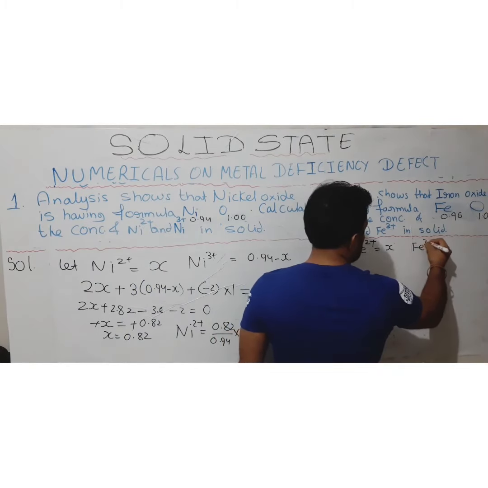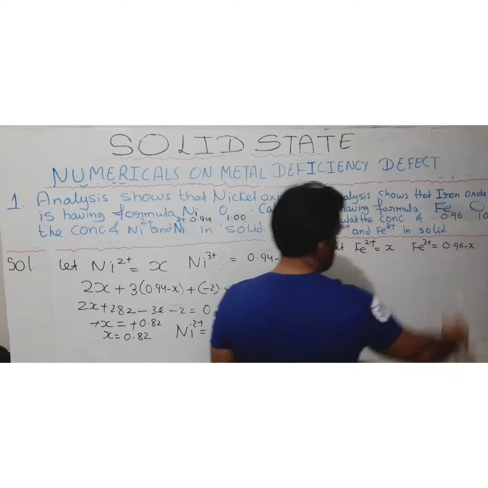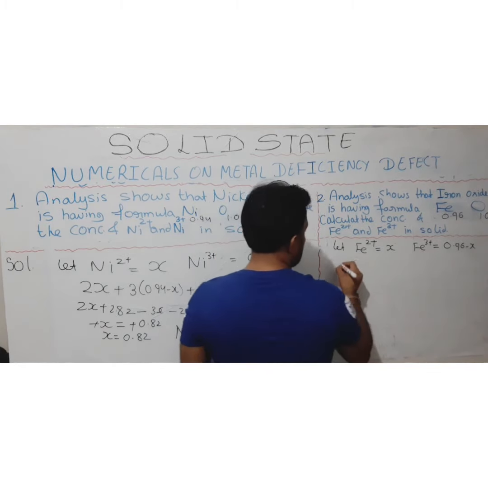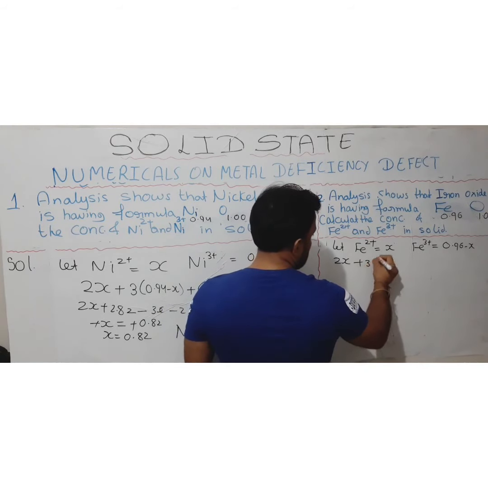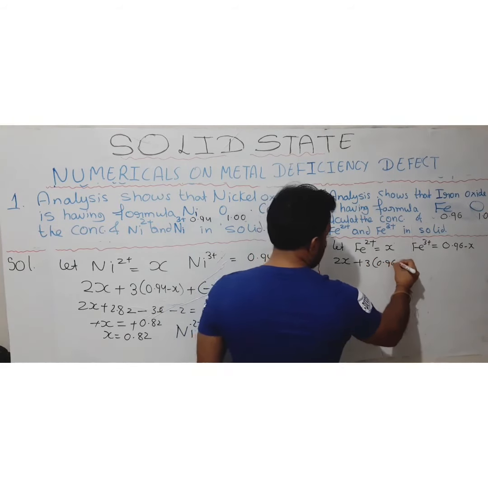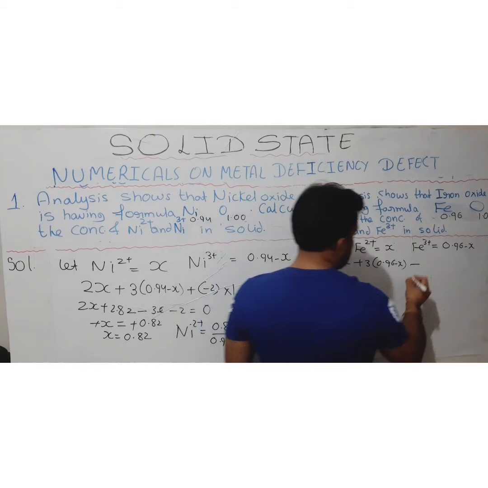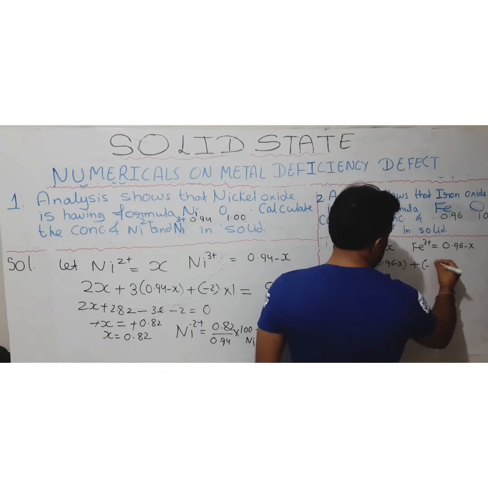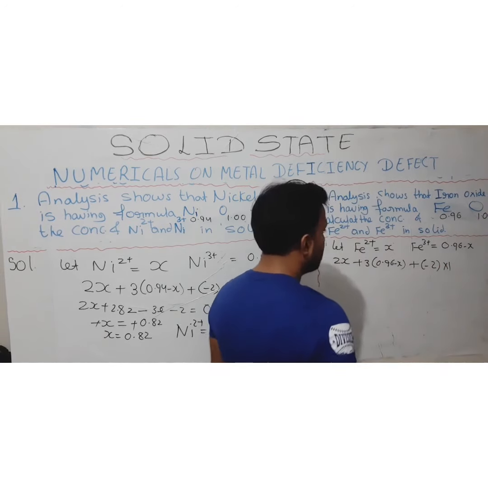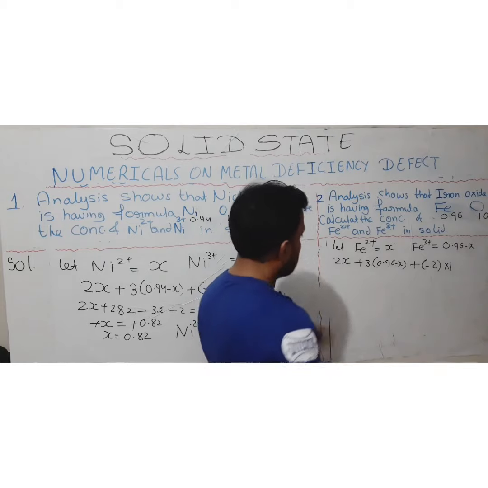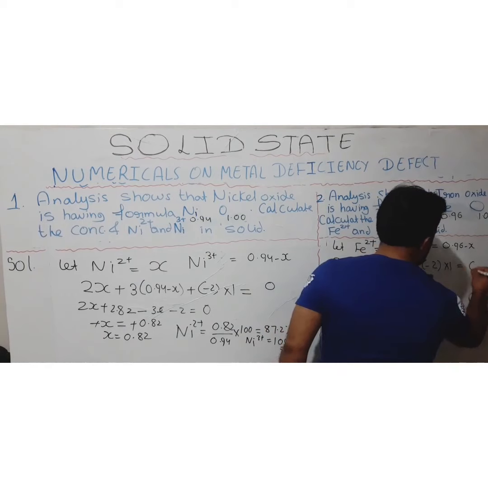So the concentration of Fe3+ will become 0.96 minus x, as the total number of Fe is 0.96. So x will be multiplied by 2, and 0.96 minus x will be multiplied by 3, and as oxygen is there, it will be multiplied by minus 2 into 1, because the number of oxygen is 1, and the whole sum will be equivalent to 0, because there is no charge present on the solid.